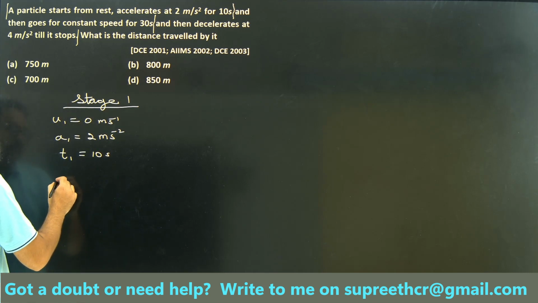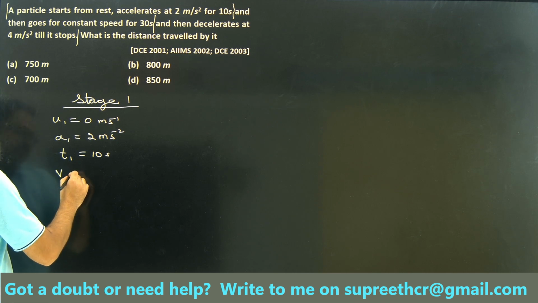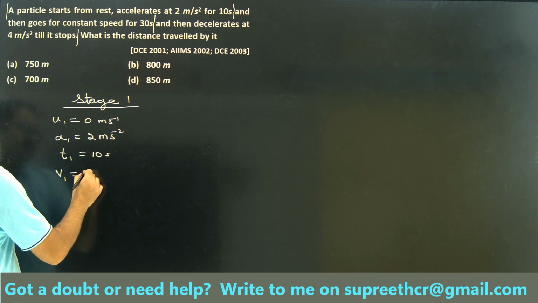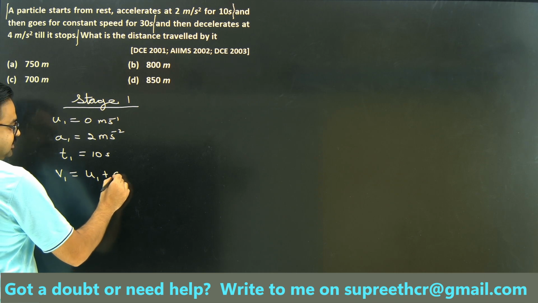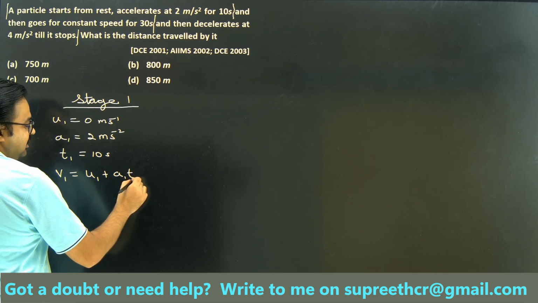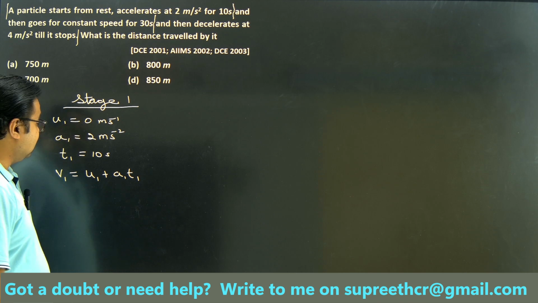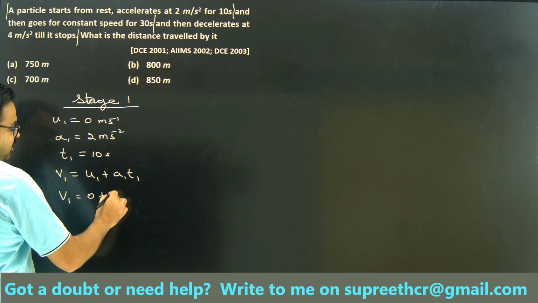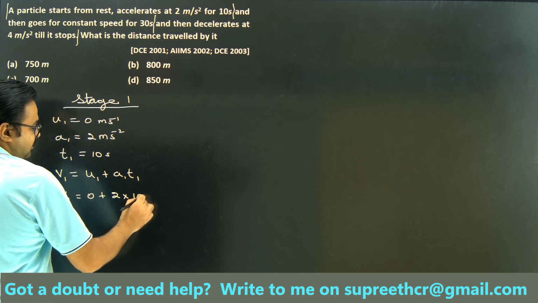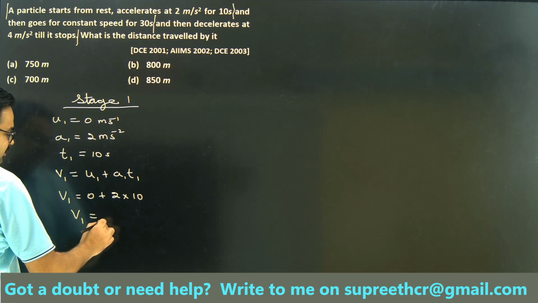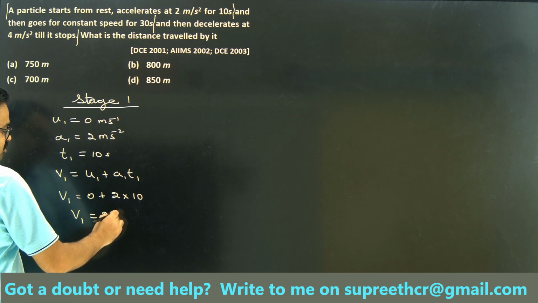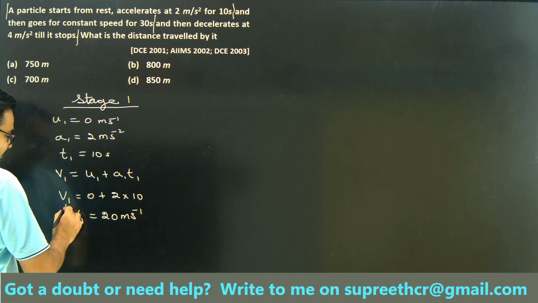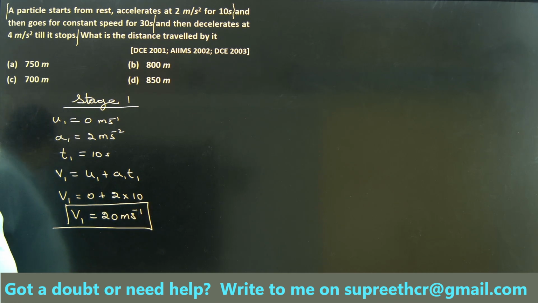Let's do this. We have the final velocity achieved in the first stage is equal to initial velocity in the first stage plus acceleration in the first stage times time for which it is accelerated in the first stage. So v1 becomes equal to 0 plus a1, which is 2, multiplied by t1, that's 10. So the final velocity at the end of stage 1 becomes 20 meter per second, directed along positive x axis.